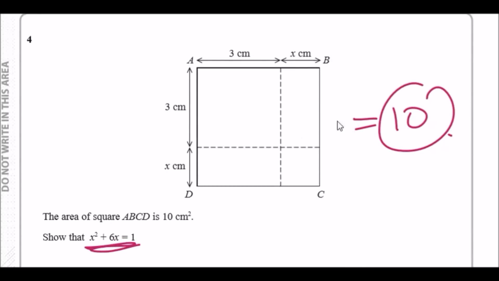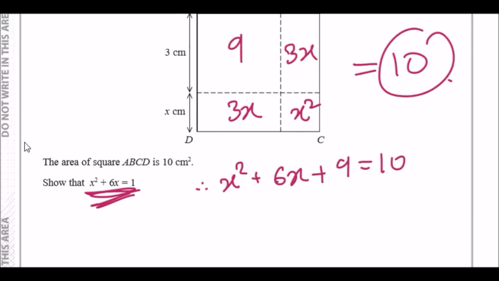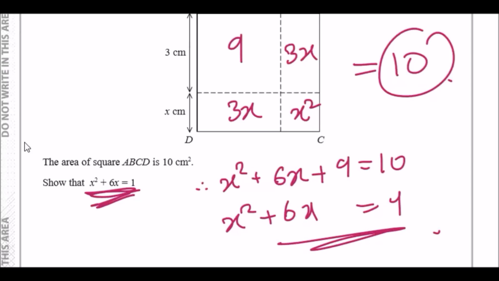So let's do it. And they've made it easy for us. 3 times 3 here is 9 centimeters squared. 3 times x is 3x. And we've got x times 3, which is, again, 3x. And then x times x is x squared. Now just add them all up and equate it to 10. So we can say, therefore, x squared plus 3x and 3x is 6x plus 9 equals 10. And now just get the form they want. So throw the 9 across to the right hand side. That basically means subtracting 9, so we should get 1. And that's it. Case closed.